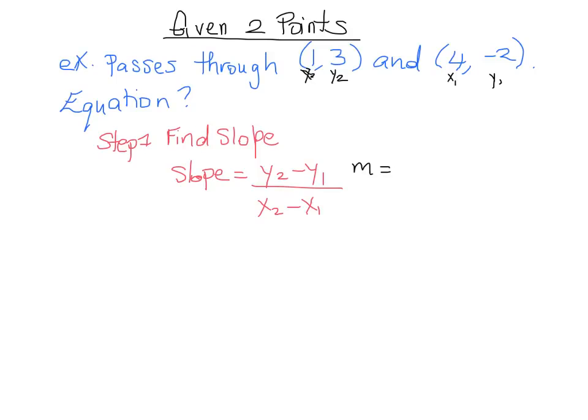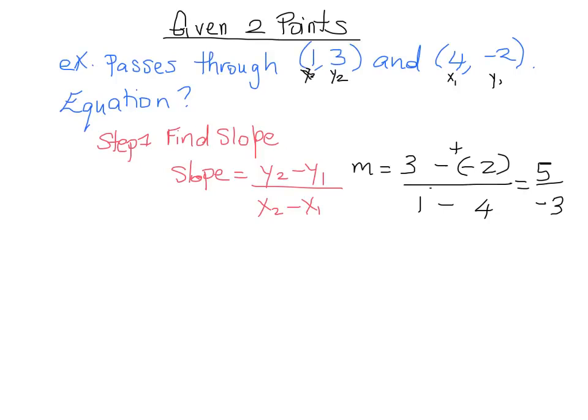So we have here y2, which is 3, minus y1, which is -2, over x2, which is 1, minus x1, which is 4. So we have here that this is equal to 5, plus and plus, negative and negative gives plus, over -3. So our slope is -5 over 3. And that is a good start.